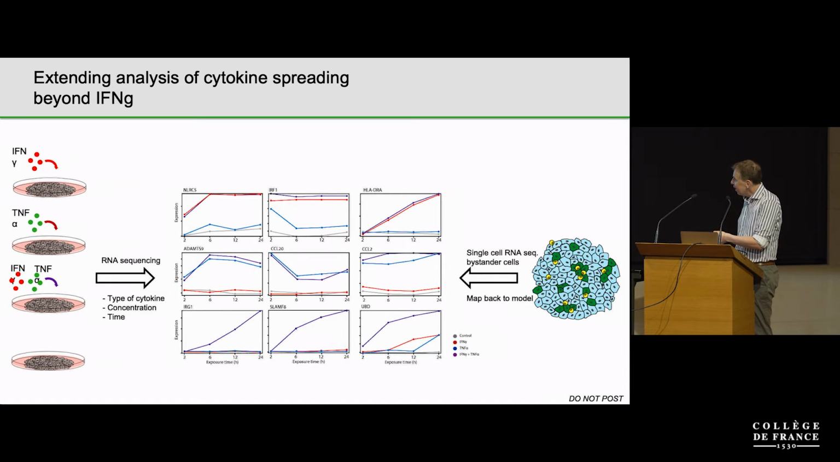So you can really design signatures that report on interferon gamma, on TNF, or on the synergy between TNF and interferon gamma. Then after developing those signatures, we can take single-cell sequencing data from tumor tissue, map these back to the model, and thereby tell what did these tumor cells see. Did they see interferon gamma? Did they see TNF? Did they see the combination?